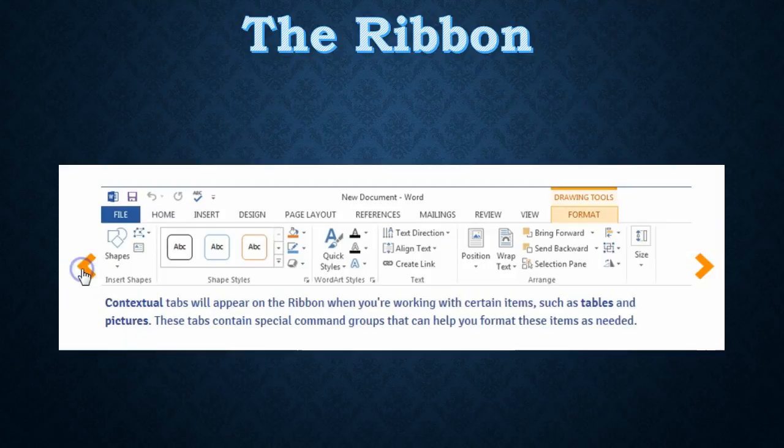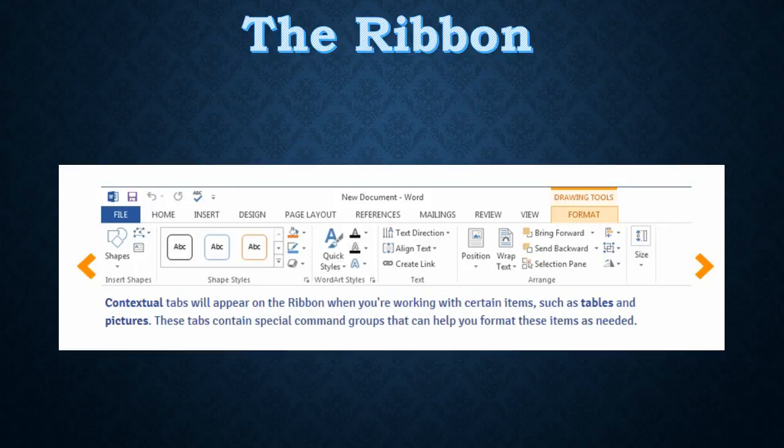Another tab that you have is your contextual tabs. This one here is a drawing tool. These tabs will appear on the ribbon when you're working with certain items, such as tables and pictures. These tabs contain special command groups that can help you format whatever it is that you are working with. So apparently something was drawn, so you have a drawing tool. But if you had actually inserted a picture, you would have what's called a picture tool. This way you would be able to do more with it and you aren't just stuck with one option.